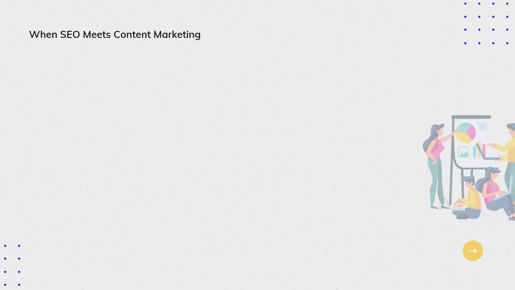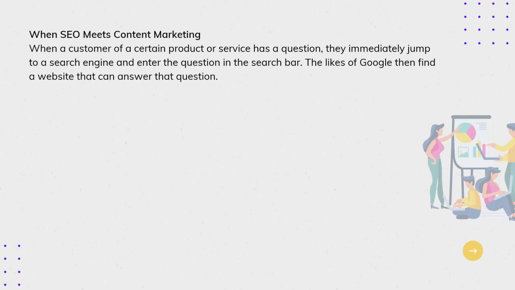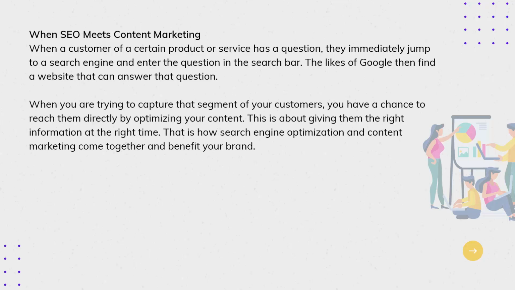When a customer of a certain product or service has a question, they immediately jump to a search engine and enter the question in the search bar. The likes of Google then find a website that can answer that question. When you are trying to capture that segment of your customers, you have a chance to reach them directly by optimizing your content. This is about giving them the right information at the right time. That is how search engine optimization and content marketing come together and benefit your brand.